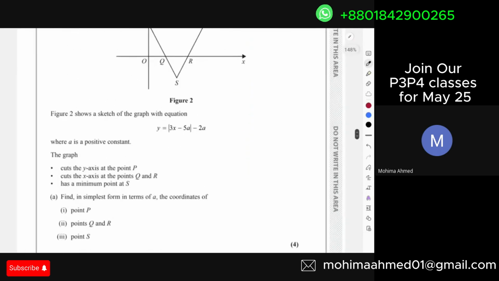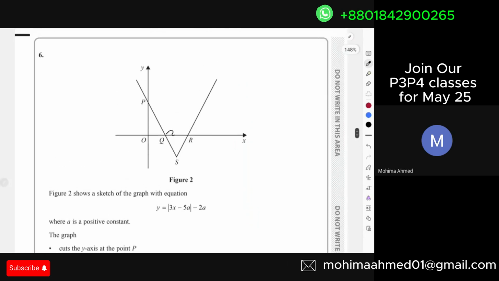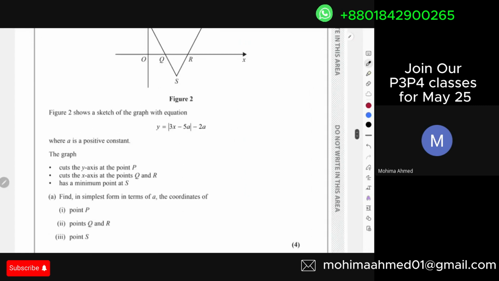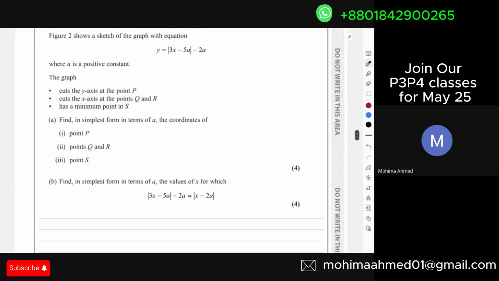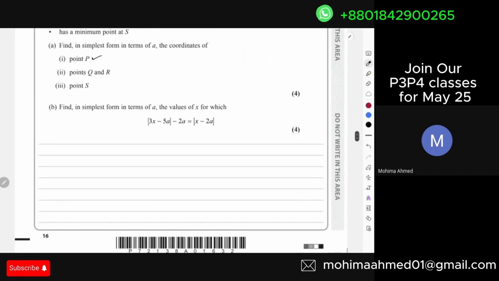Over here, we can see that the graph intersects the x-axis at 2 points, P and Q, and the y-axis at P, and the minimum point here is S, right? We're supposed to find the coordinates for these 4 different points respectively. So the first part is focusing on point P. Now, point P is on the y-axis, and on the y-axis, x is always 0.